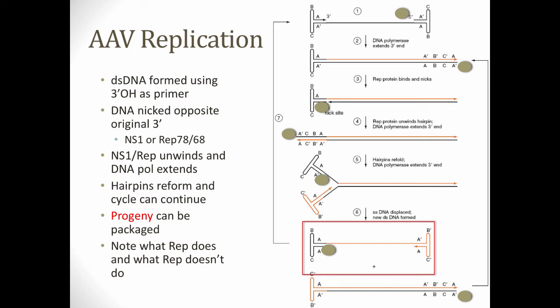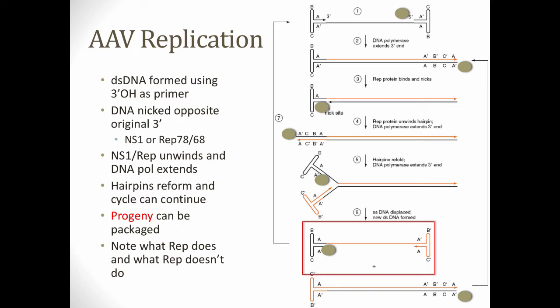What this rep protein does is it introduces single-stranded nicks here, and it can unwind your hairpins. So it mediates a necessary step in DNA replication, but it doesn't have DNA polymerase activity. All that activity comes from cellular enzymes. And the rep protein itself is viral, and you'll sometimes see it referred to as NS1 for some of these small single-stranded DNA viruses, rep 78, 68, or just rep.